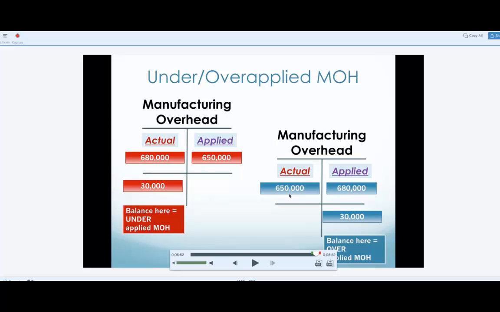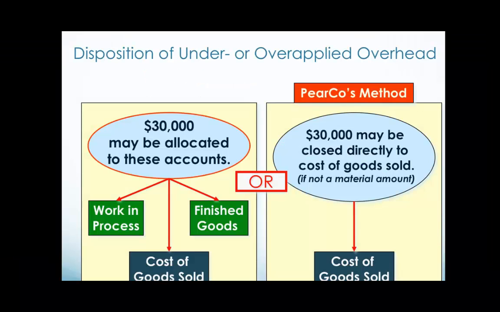In this case, the numbers are switched, and there was actually only $650,000 in costs that were actually incurred under manufacturing overhead. But there was $680,000 that was applied, so you can see just by your very own eyes that there's actually too much that was applied. So it was what we call over-applied. All right, so now what do we do with that $30,000?